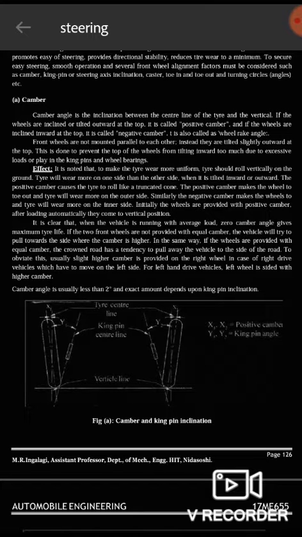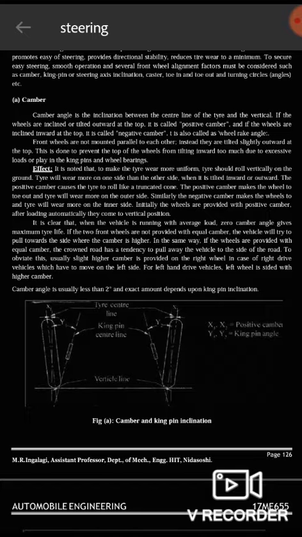Camber angle is the inclination between the center line of the tire and the vertical. If the wheels are tilted outward at the top, it is called positive camber, and if the wheels are inclined inward at the top, it is called negative camber. It is also called wheel rake angle. Front wheels are not mounted parallel to each other. Instead, they are tilted slightly outward at the top.